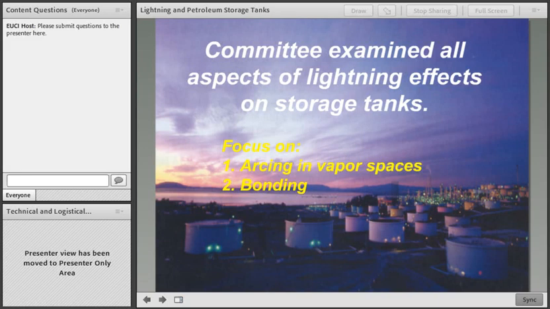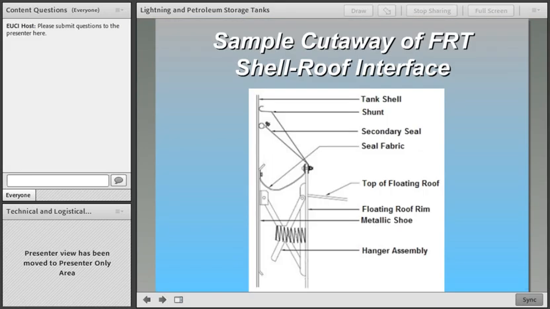Typically, the roof, as I said earlier, is surrounded by a seal made of rubber or neoprene or whatever. And this seal essentially insulates the roof from the shell. So there are various techniques to bond the roof and the shell, because we want to keep the roof and the shell at the same electrical potential during a thunderstorm.